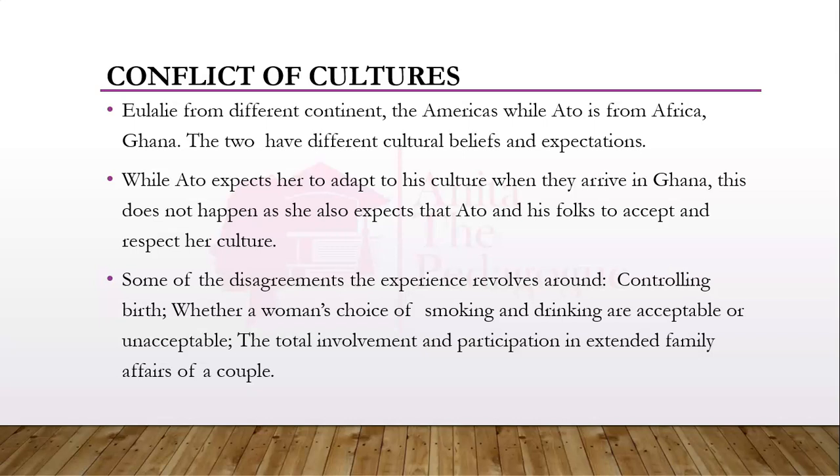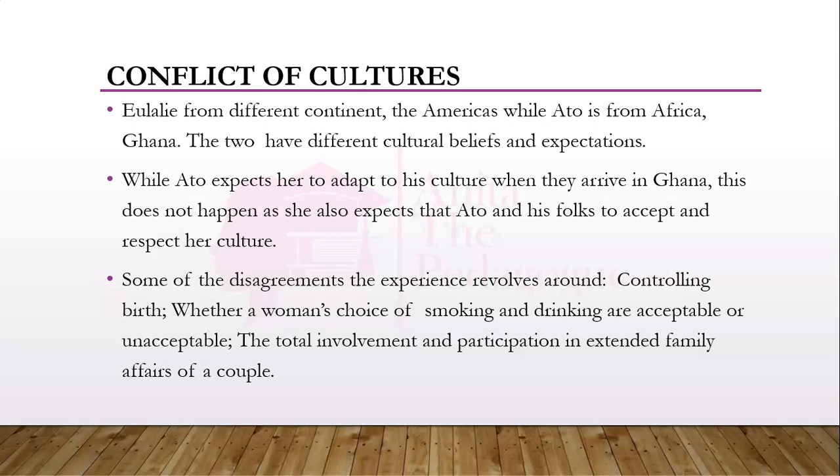So when we take a look at controlling birth, for example, from the culture of Atu, it is unacceptable. They do not believe or accept that a couple should control birth. And if there is even a case of childlessness, it is blamed on evil spirits. But on the other hand, Olele is coming from an advanced civilization, and Atu knows very well of this.